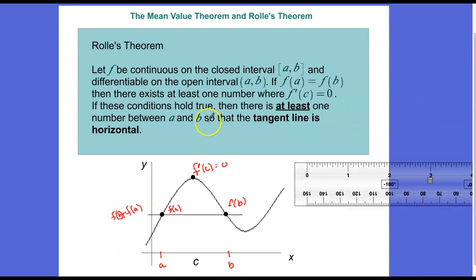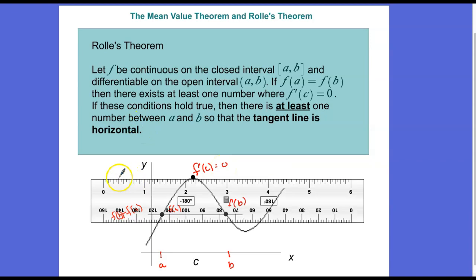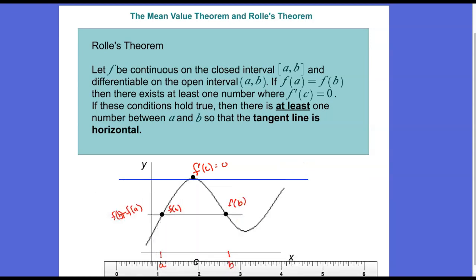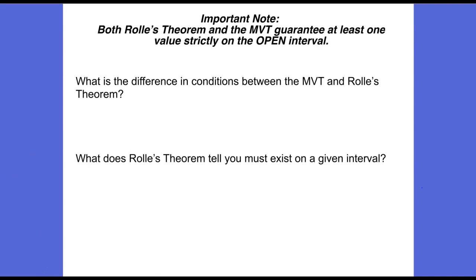And once again, this is an existence theorem. All we're doing is proving the existence of an x value c on this interval such that the slope of the tangent line at that x value is equal to 0, or horizontal. So here we can draw our tangent line that is horizontal.